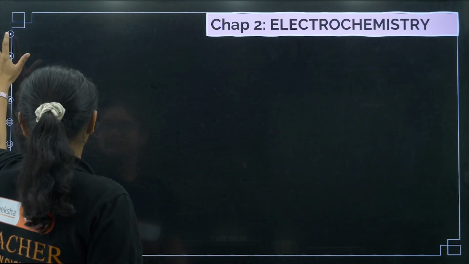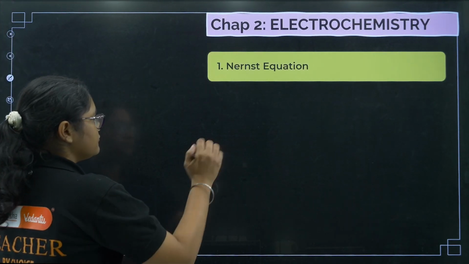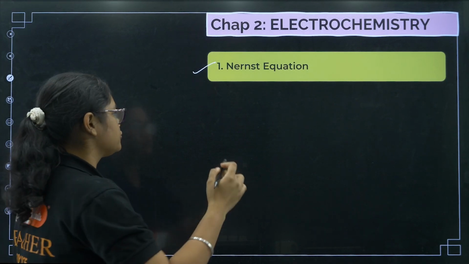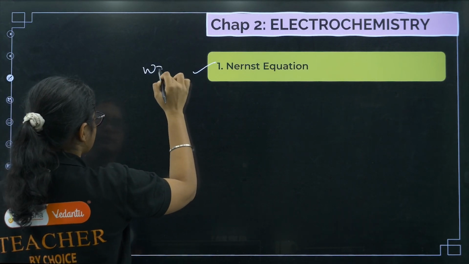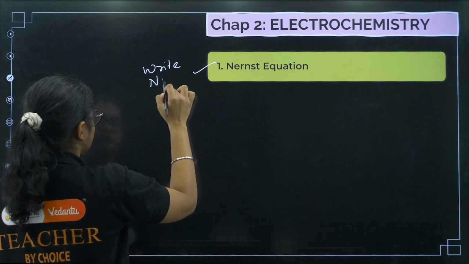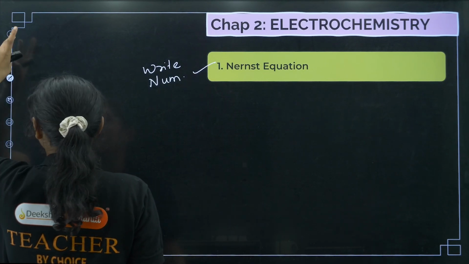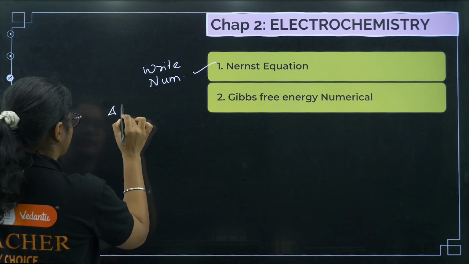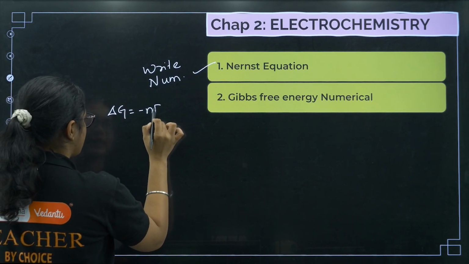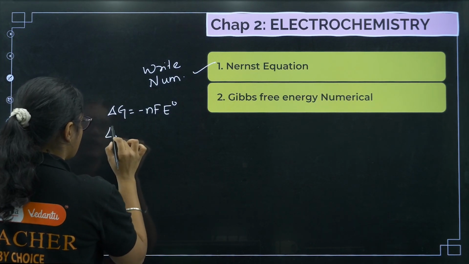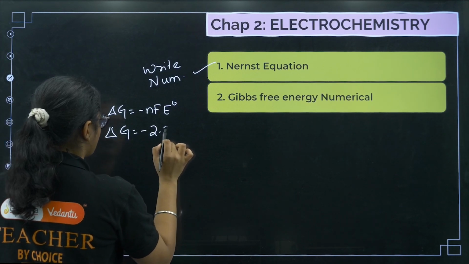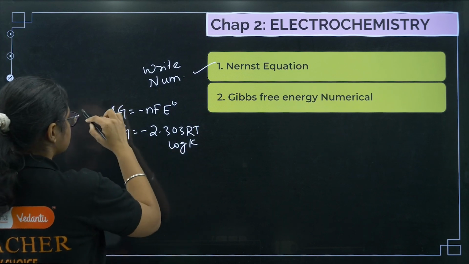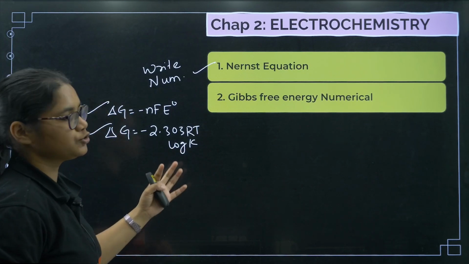Now moving towards the second chapter, that is Electrochemistry. The first thing you should do is the Nernst equation. You should know how to write the Nernst equation, and you should solve some numericals from here. Next we have Gibbs free energy. There are two relations here: delta G is equal to minus nFE naught of the cell, and delta G is equal to minus 2.303 RT log K, right? These two equations you should remember.